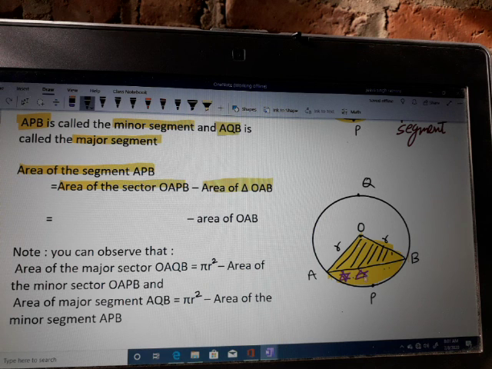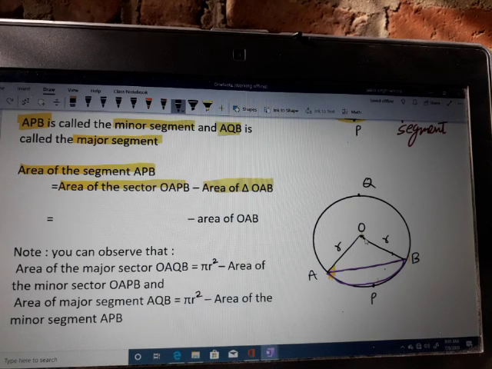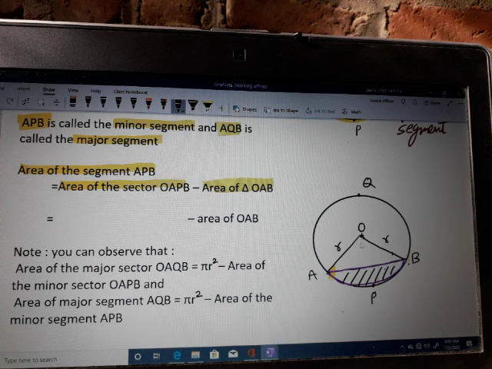This is the segment, I mark it with a star. You have to find the area of this star mark, that is the segment of the circle. So from the complete area, you subtract this triangle and you will get this region easily. To find the area of this segment, just find the area of sector OAPB minus the area of this triangle. That is the area of segment APB: area of sector minus area of triangle.